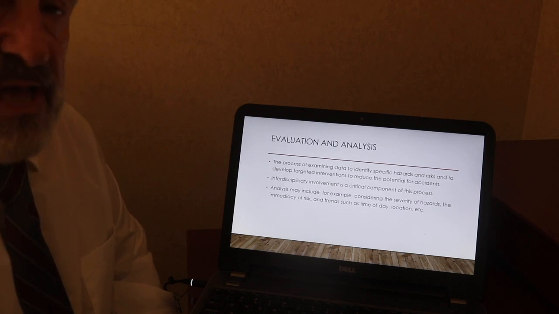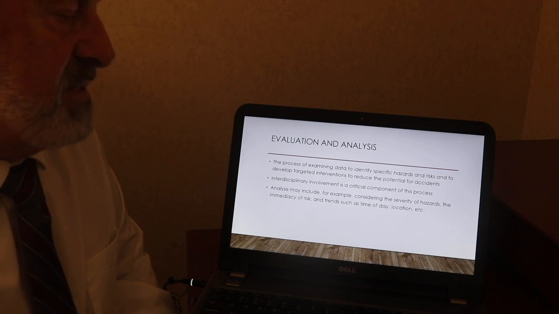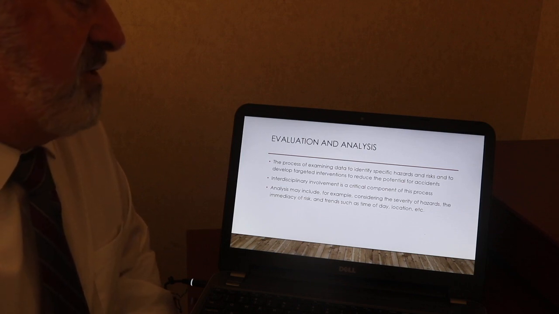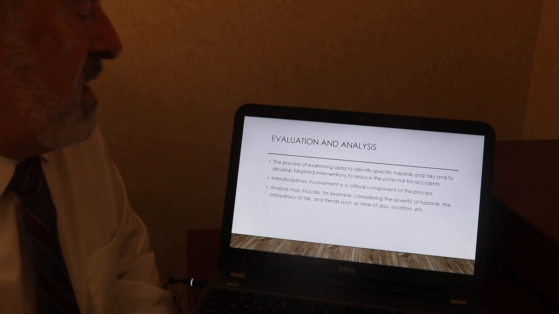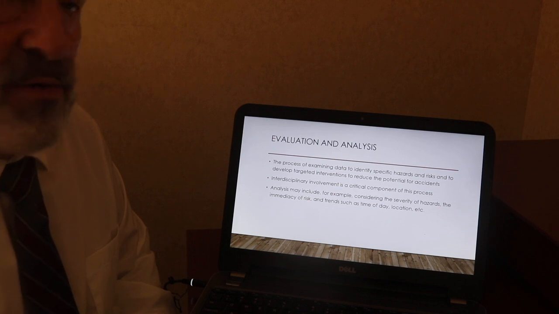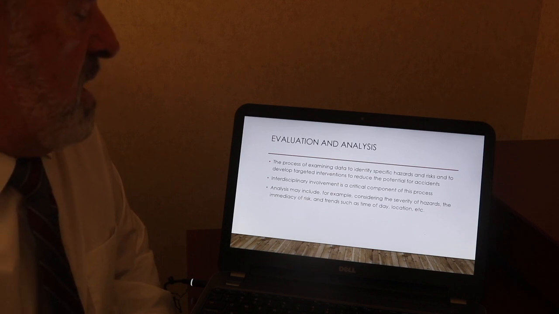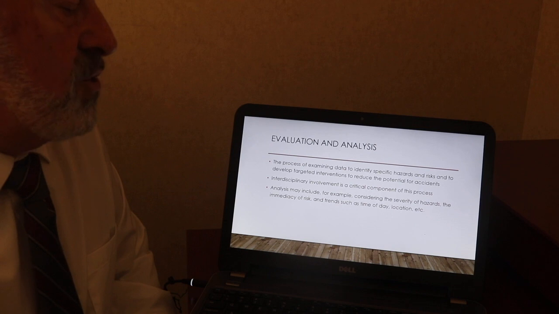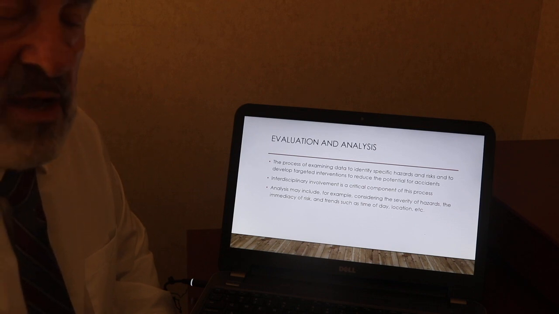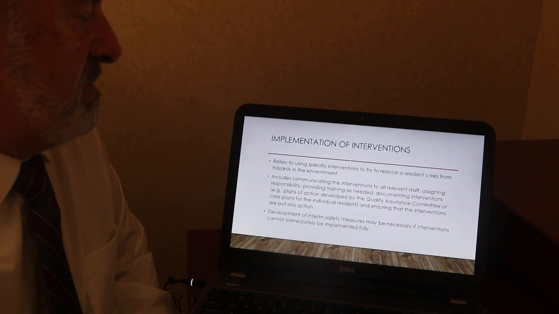Analysis is the process of examining data to identify specific hazards and risks, and to develop targeted interventions to reduce the potential for accidents. Interdisciplinary involvement is a critical component of this process. Analysis may include, for example, considering the severity of hazards, the immediacy of risk, and trends such as the time of day, location, etc.